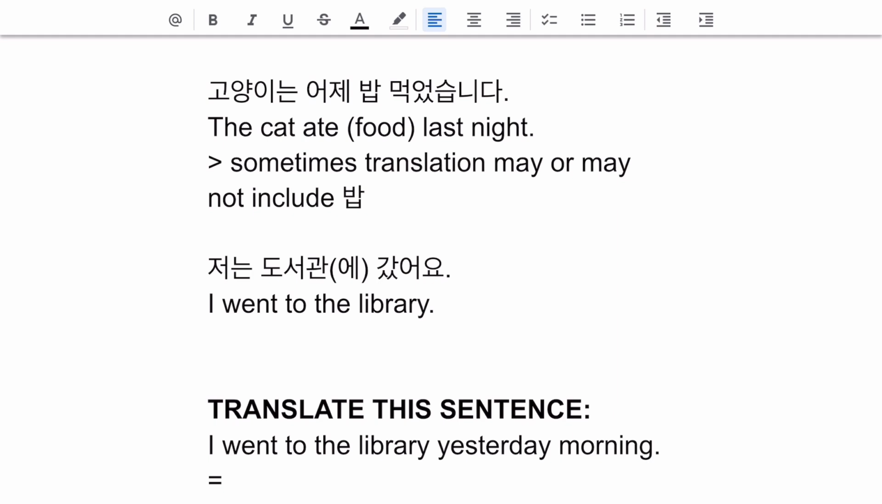Another one. I went to the library. So I am the topic. 저는 도서관 갔어요. And for those of you who have already seen the particle 에, that's where we would put it. 저는 도서관에 갔어요. If you don't know about 에 yet, don't worry, we'll get to it.